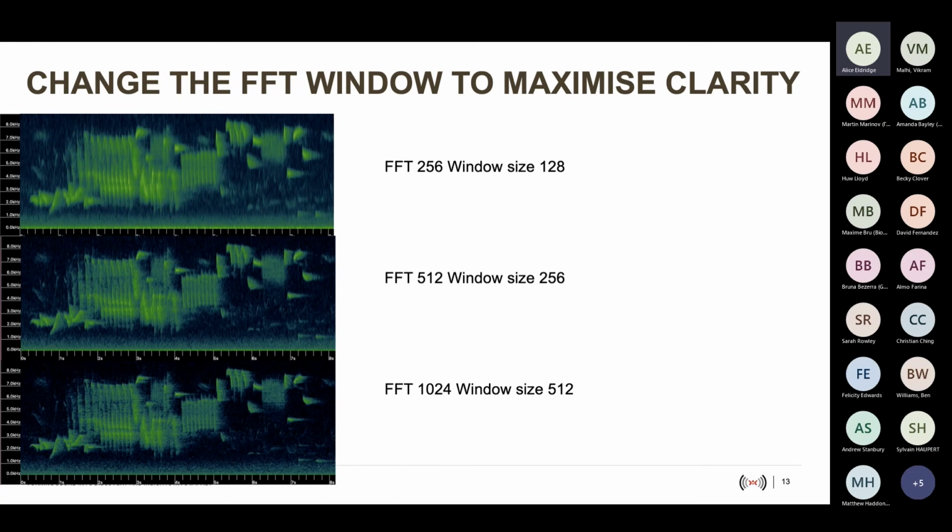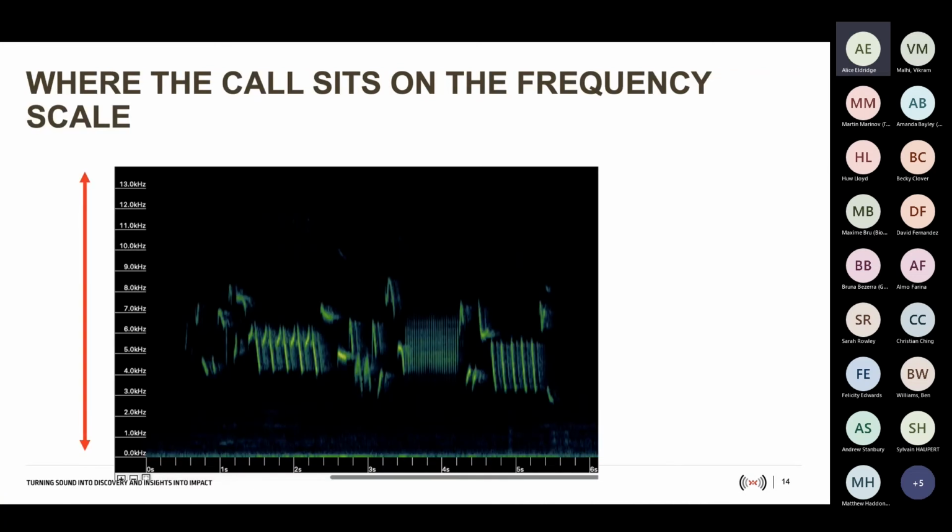With that, we can change how we visualize the actual sonogram itself by changing something called the FFT window, which is a bit of a trade-off between frequency and time. So the higher the FFT window, the more detail you get over frequency. The lower the FFT window, the more detail you get over time. So here are three quick examples, and I can talk to you about FFT windows forever if you really want me to, but I won't.